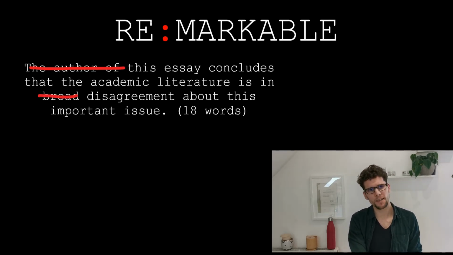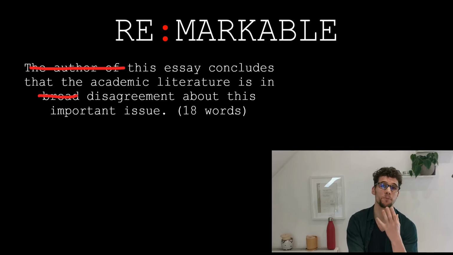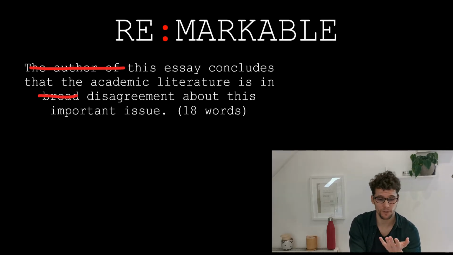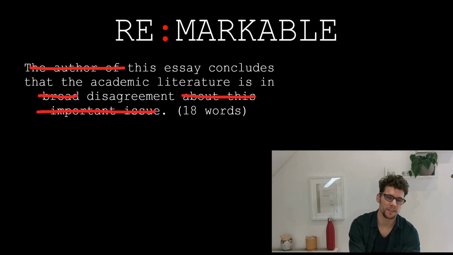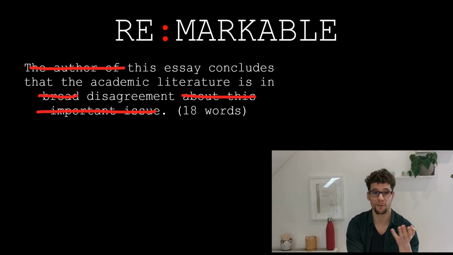Next, does it really matter whether or not the academic literature is in broad disagreement or that it just disagrees on the issue? I would say that saying disagreement is fine. Unless you want to make that qualitative distinction between broad disagreement and disagreement, that word is redundant. Next, about this important issue. We've set you the essay, we know it's an important issue. You're answering the essay, you don't need to tell us that you think it's an important issue. The fact you're writing an essay about it is just fine.